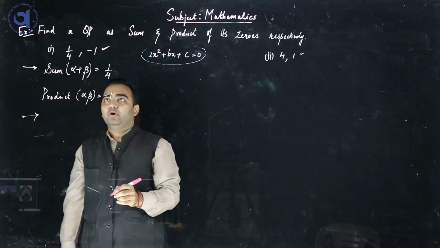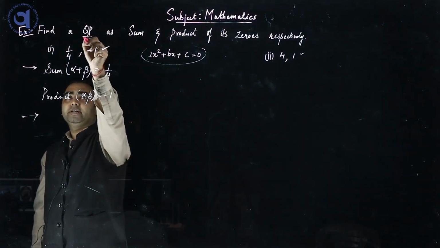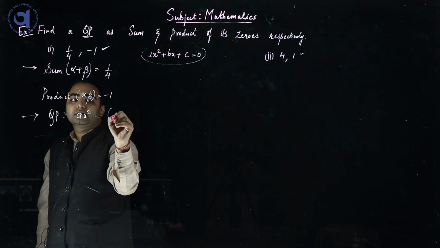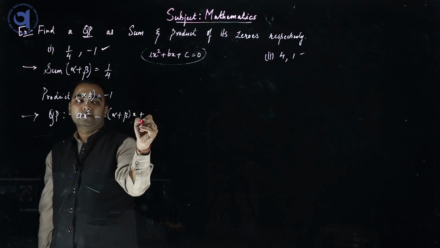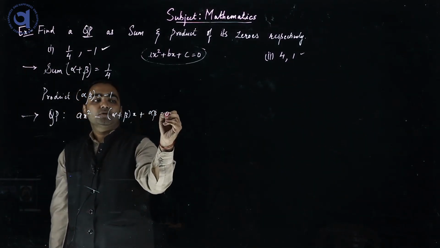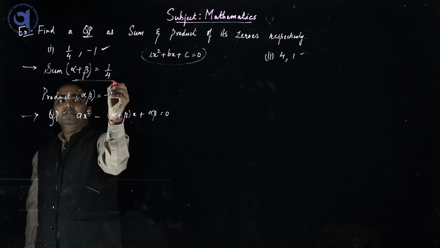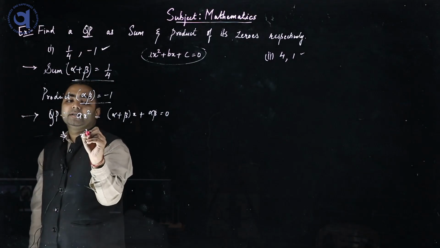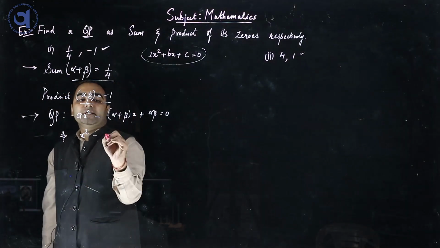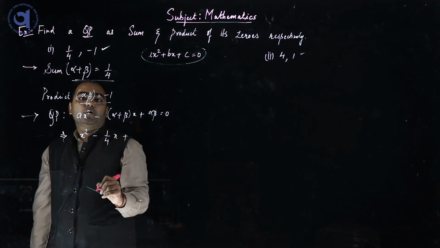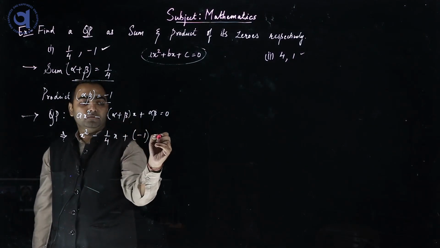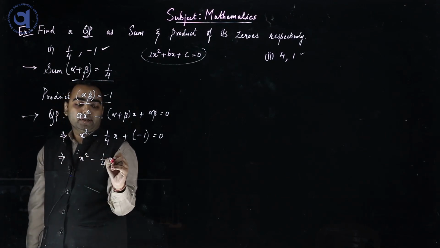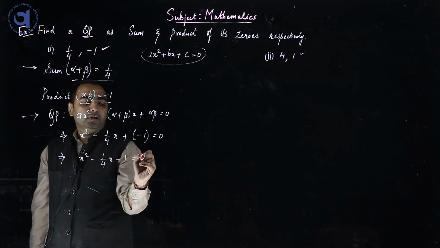Now what is the standard form, or the shortcut way, for finding this quadratic polynomial? We can write the quadratic polynomial as ax square minus (alpha plus beta) x plus alpha beta equals 0. We simply need to substitute the values of alpha plus beta and alpha beta in this equation. So it will be x square minus (alpha plus beta), that is 1 upon 4, x, plus alpha beta, that is minus 1, equals 0, which implies x square minus 1 upon 4 x plus minus 1 equals 0.